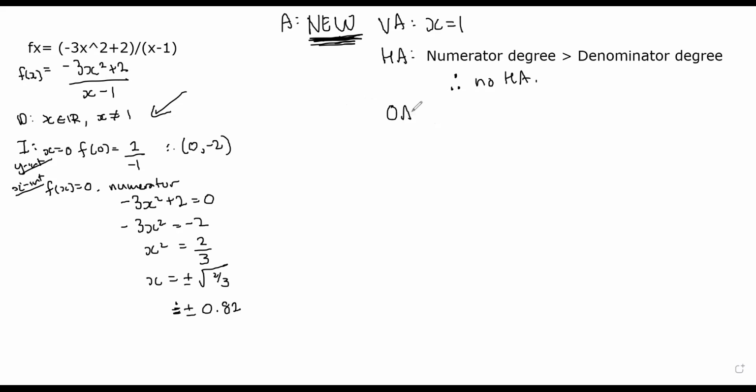So for oblique asymptote, this is the new part. I am going to divide, so that's negative 3x squared, 0x plus 2, and the root is a 1. It's an oblique asymptote.